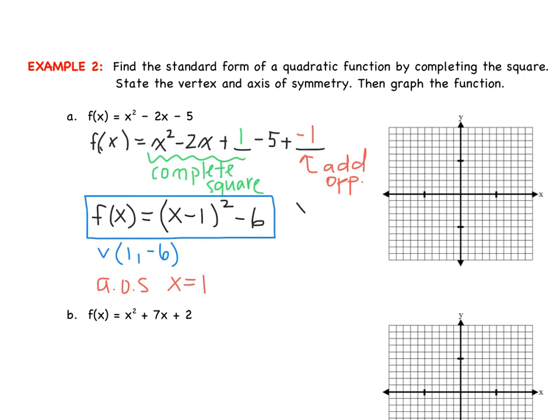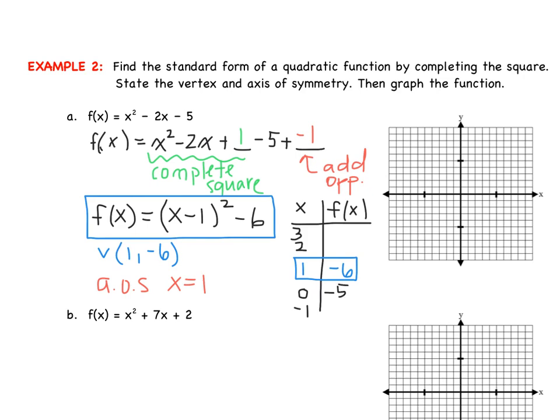So if we create the table of values, and we put our vertex right in the middle, (1, -6). And now we choose some values that surround it. Well, we could choose 0, -1, and then 2, 3. What we should identify really quickly is when x is 0, if we go back to our original, we can easily find that when x is 0, y is -5.